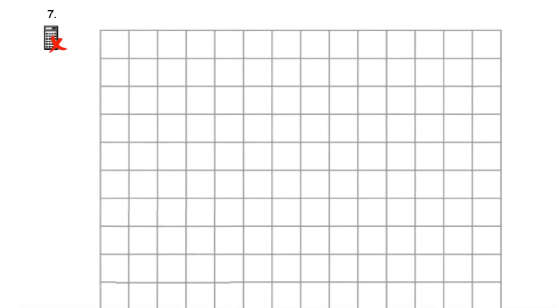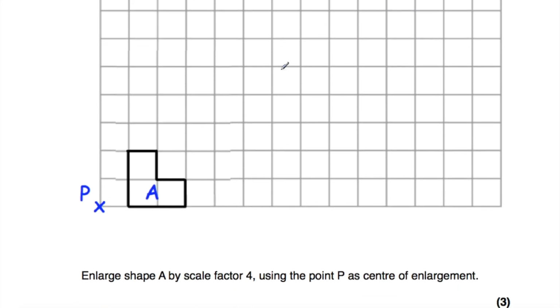So let's have a look at our next question, question number 7. We've got this grid and this point P here, and point P is the center of enlargement, and we've got this shape here, A. We've been asked to enlarge shape A by scale factor 4 using P as the center of enlargement. So that means that all the sides are going to become 4 times larger, but it's also going to become 4 times further away from this point P.